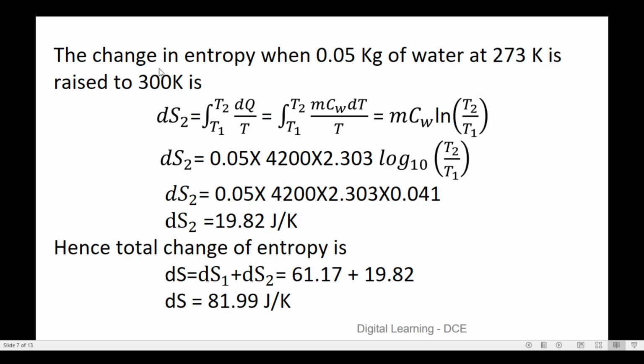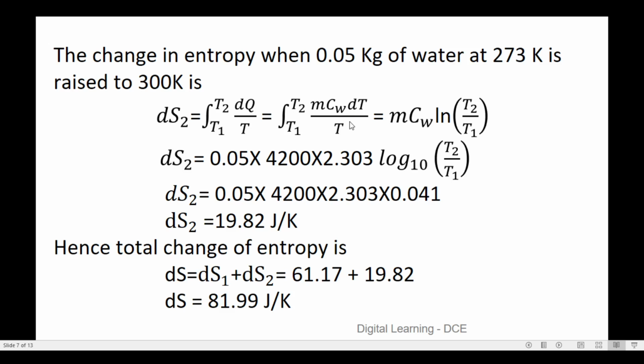So in the next stage we have the change in entropy when 0.05 kg of water at 273 Kelvin is raised to 300 Kelvin. So then let me represent the change in entropy by ds2. So therefore we have the formula ds2 is equal to integration from T1 to T2 dq divided by dT. So in this case dq will be equal to m c dT.